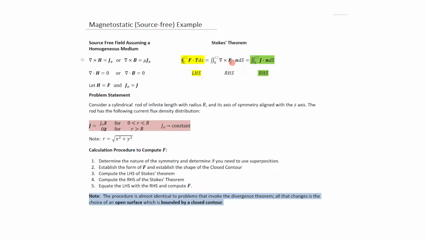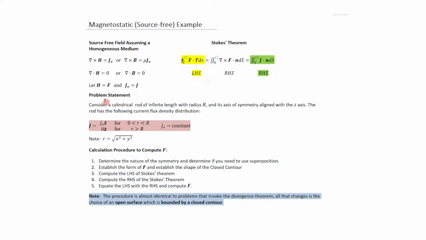Now, the curl in this case is equal to J, so we can just replace it by J, and given that J is a given, the right-hand side is the part where we do the real calculations. And on the left-hand side, we're hoping to somehow extract F out so that we can compute the value of F. Symmetry will allow us to do that.